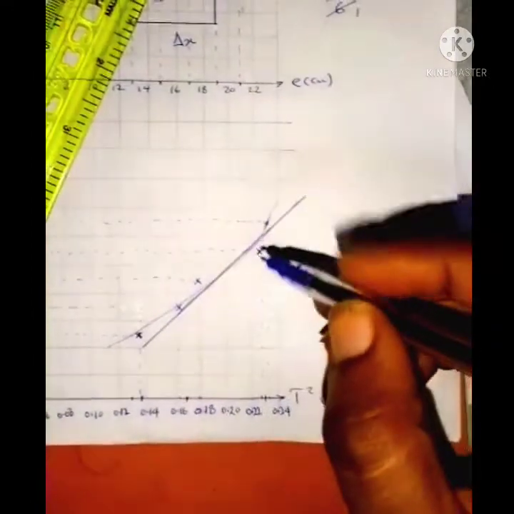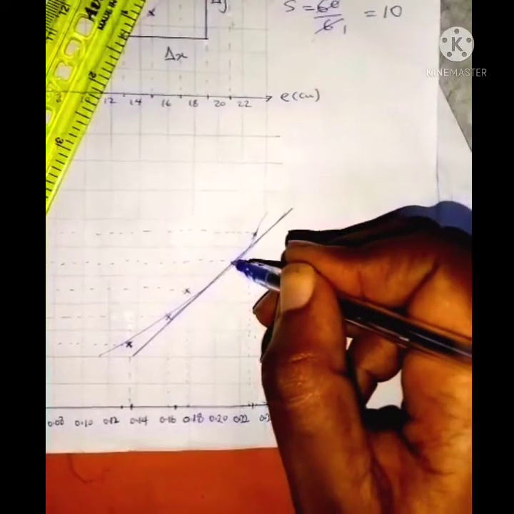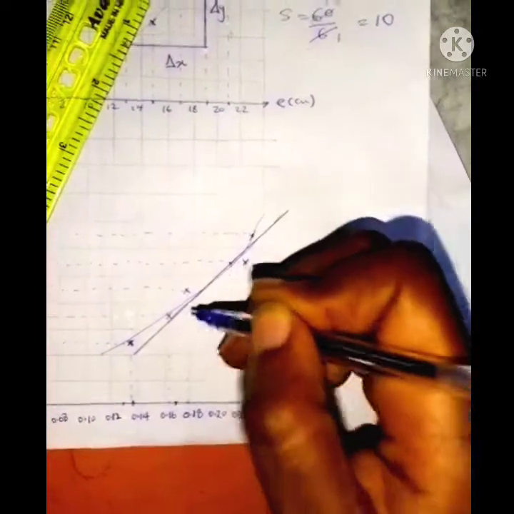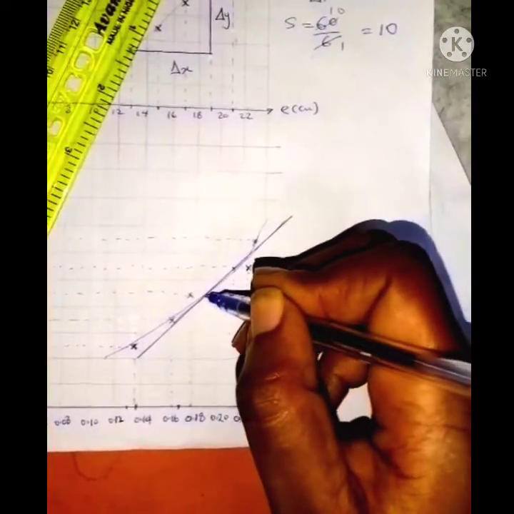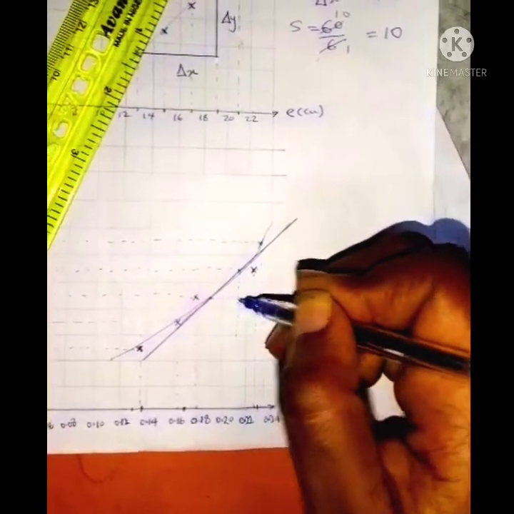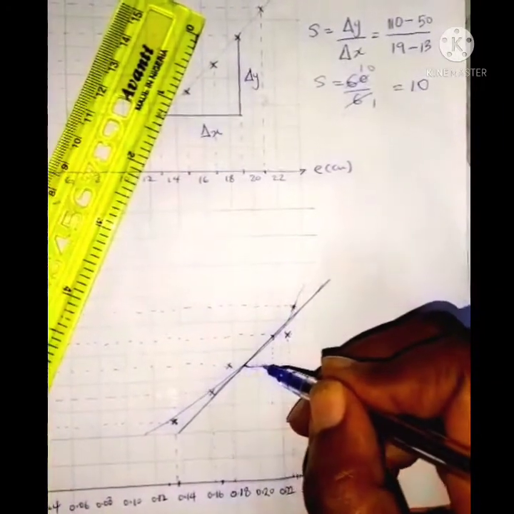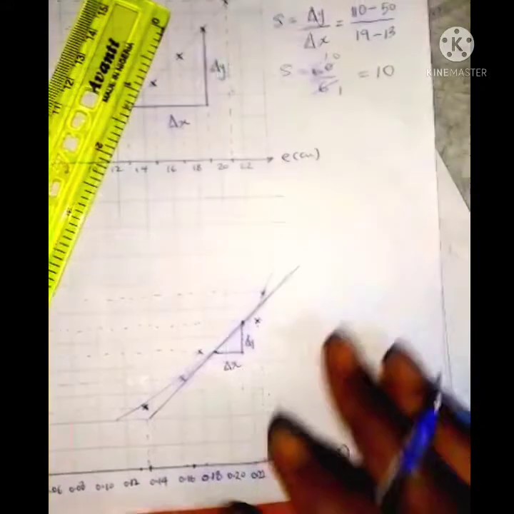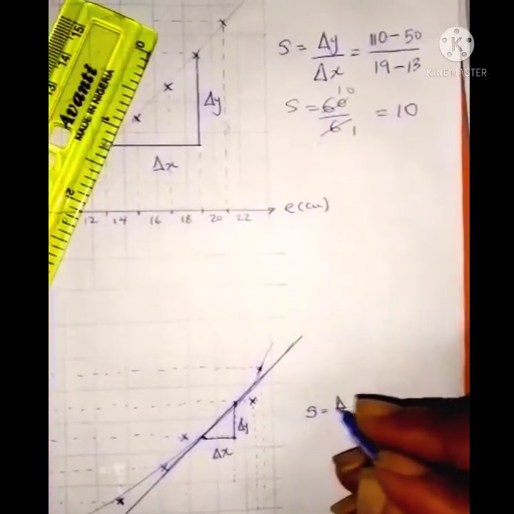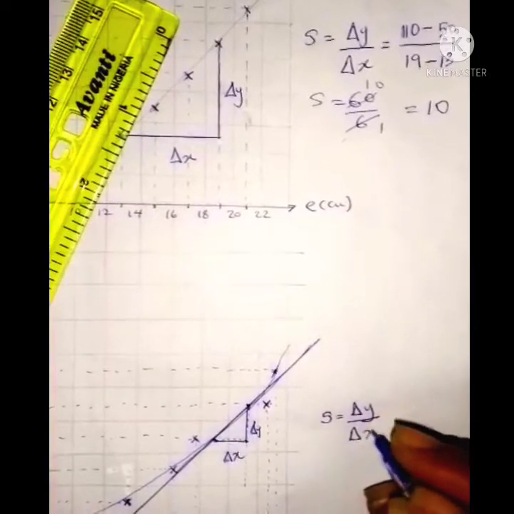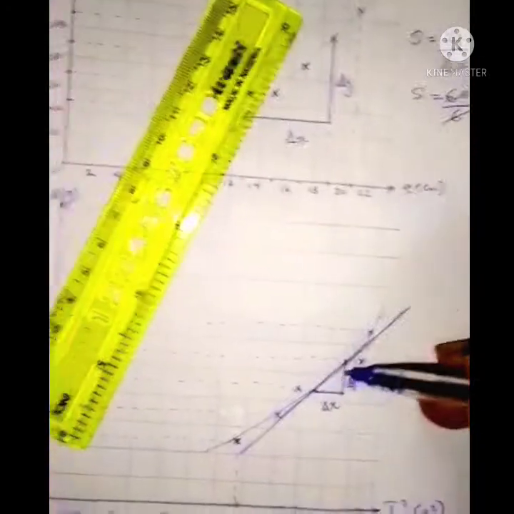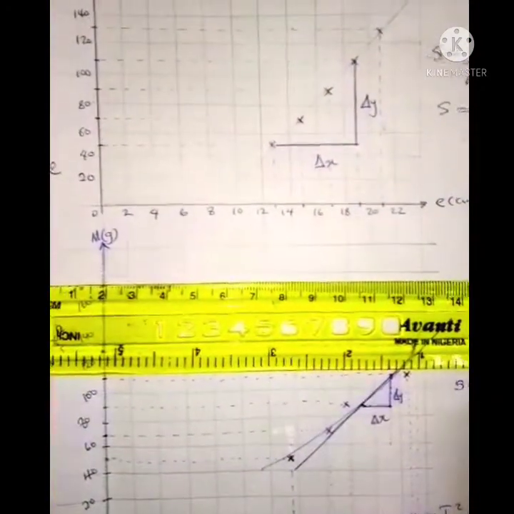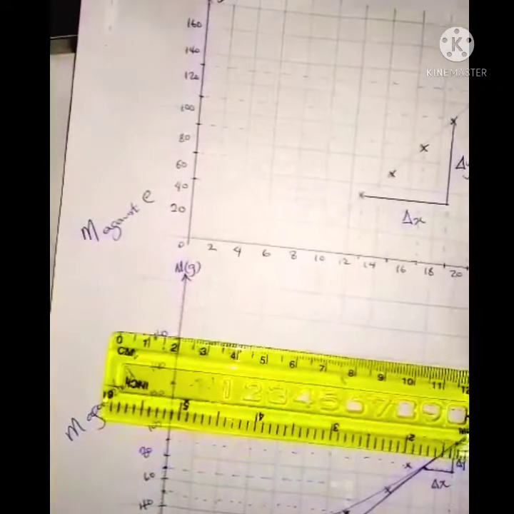Okay, so to find the slope, we'll look for any point on the line. Let's choose this point and draw a triangle. Okay, and this other point, let's choose this point. Okay, we'll join it. So we are finding the slope of this. Okay, change in y all over change in x. So our slope is equal to change in y all over change in x. Our first point for y is at 110. The second point is at 90.